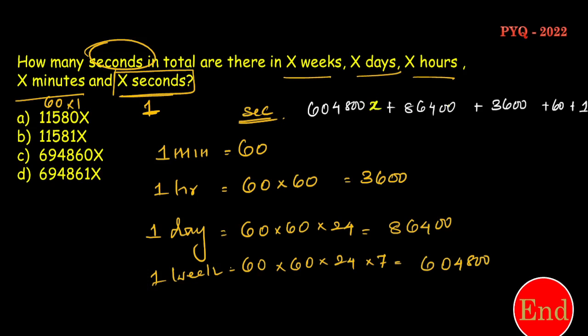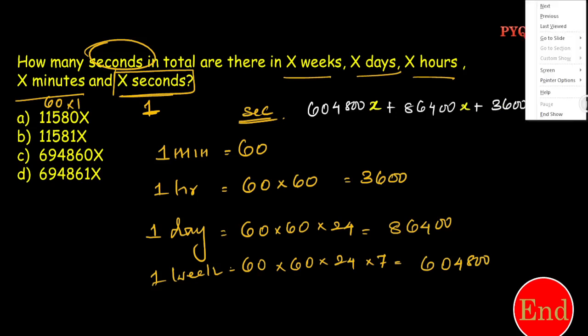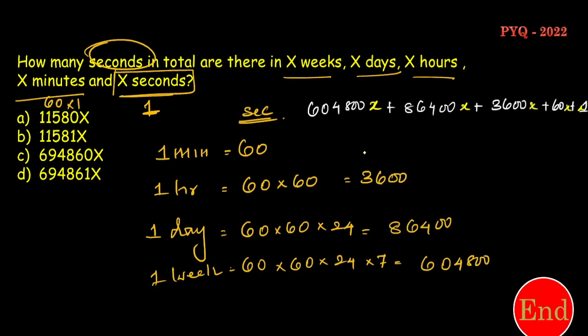So multiple of X. How many hours, how many days, how many weeks, how many minutes they are asking, I will multiply with this. So write X with this. Now, if you add this, you will get the answer: 694,861X. This is the right answer.